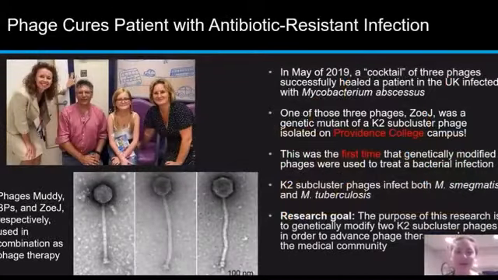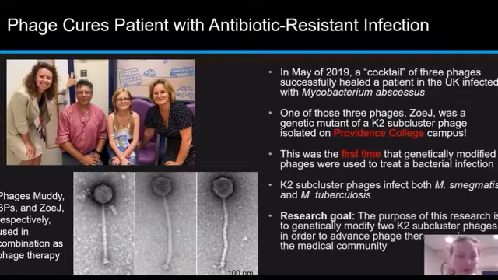So something really exciting that happened this past May was that a combination of 3 phages were utilized to successfully heal a cystic fibrosis patient in the United Kingdom infected with Mycobacterium abscessus. And one of those 3 phages, ZoeJ, was actually isolated on Providence College campus in 2012. More importantly, this was the first instance that genetically modified phages were used to treat a bacterial infection, which is why Colby and I would like to direct our research to replicating this method whereby the phages were genetically modified in order to help phage therapy and serve the medical community.